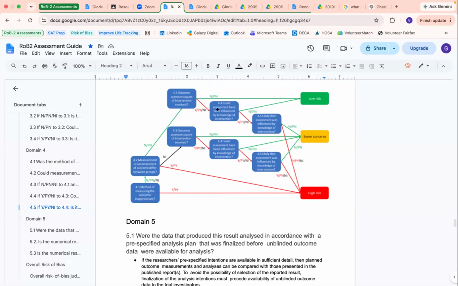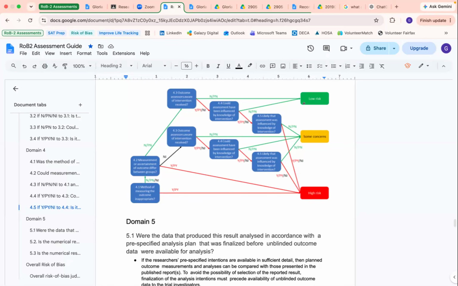So then we would go to 4.4, and we said, could the assessment have been influenced by knowledge of the intervention? We concluded that it would be a no. So then it would go to low risk based on the algorithm. So even though it's not ideal that the outcome assessor was aware, because the outcome assessor knowing couldn't have influenced the intervention, it goes back up to being low risk.